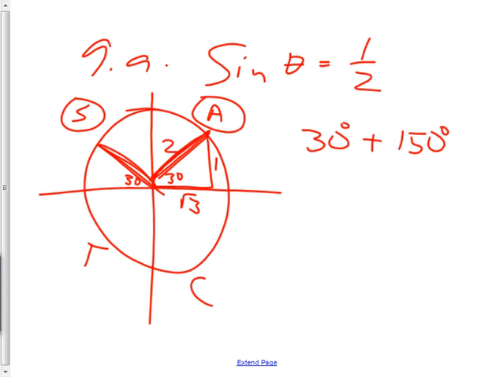Now, if I wanted those in radians, I just need to know how to change them. I'd multiply by pi over 180, and I'd have them in radians. Okay?